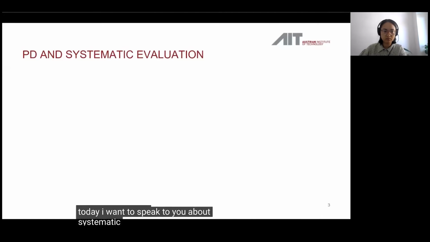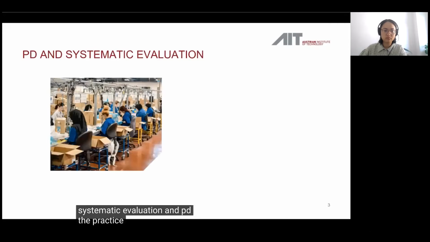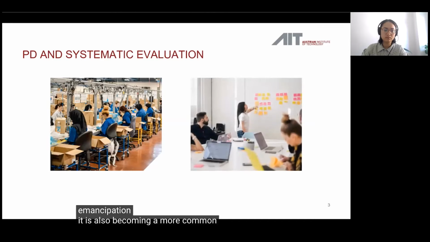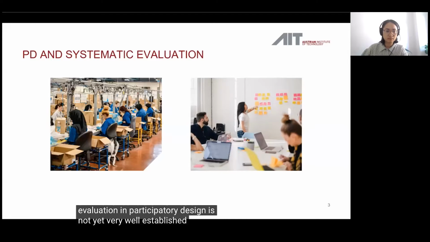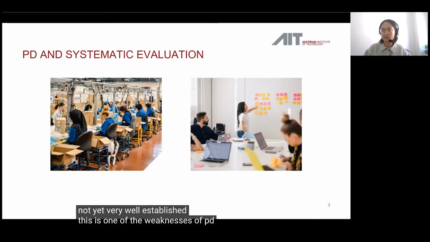Today, I want to speak to you about systematic evaluation in PD. The practice of PD has expanded to various applications outside of its original political goal of workplace emancipation. It is also becoming a more common, pragmatic practice to integrate participants in the design and development of new technologies. As the most comprehensive literature review on evaluation in PD by Bråthen et al. in 2016 found, the process of evaluation in participatory design is not yet very well established. This is one of the weaknesses of PD, because it makes it difficult to assess whether PD projects have achieved their central goals or show the impact participation has on design or outcomes of design.